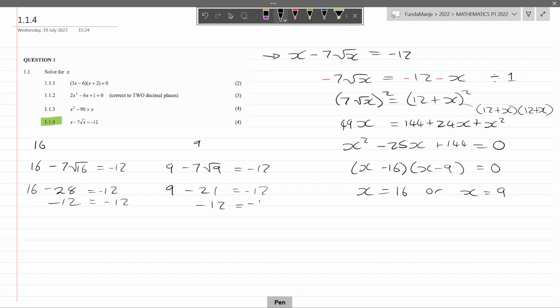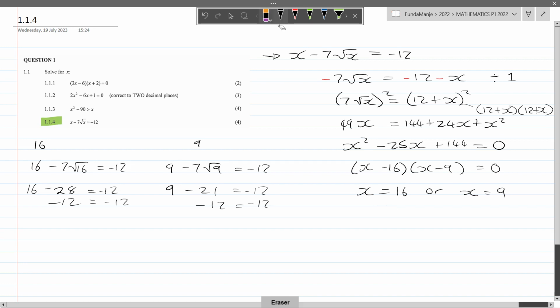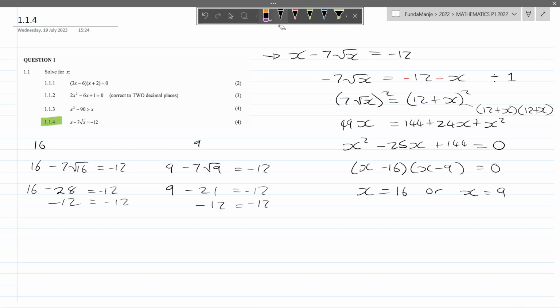Usually one of them doesn't work, and you have to state that this one is non-applicable and only that one would be the answer. But in this case, both of them check out, so both of them are your answer.